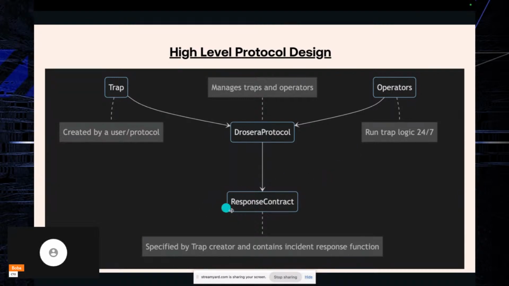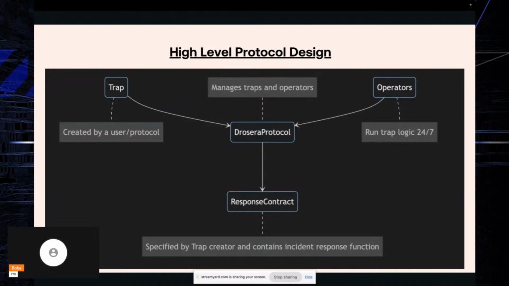You can see here the response contract is related to when an incident occurs. It's something that a trap creator specifies to say, hey, Drosera protocol, I want this response contract with this function to be called if my trap detects an incident. So this could be like a pause function on your protocol. It could be a swap function to maybe manage your treasury. It could be a bridge function, right? It can really be any type of Solidity smart contract function that lives in the EVM.